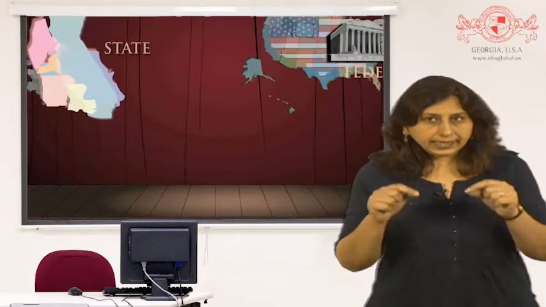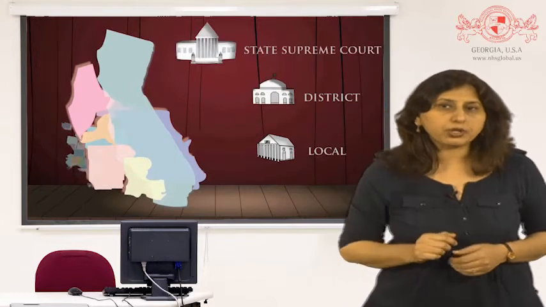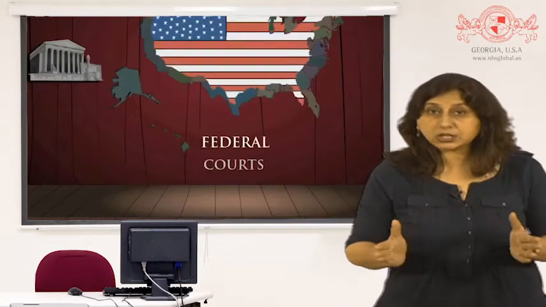Let us now learn the difference between the state and federal courts. Each state has its own court system. State courts have hierarchy levels, with the highest level being the state's Supreme Court. Federal courts make sure that state laws obey federal laws.